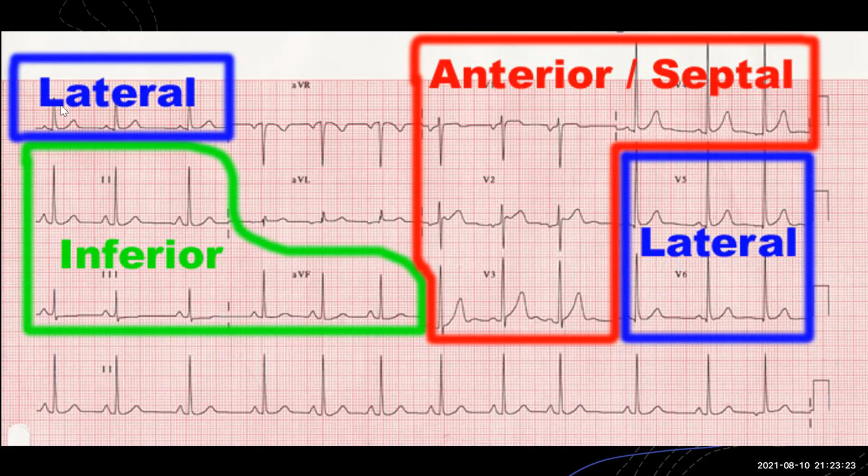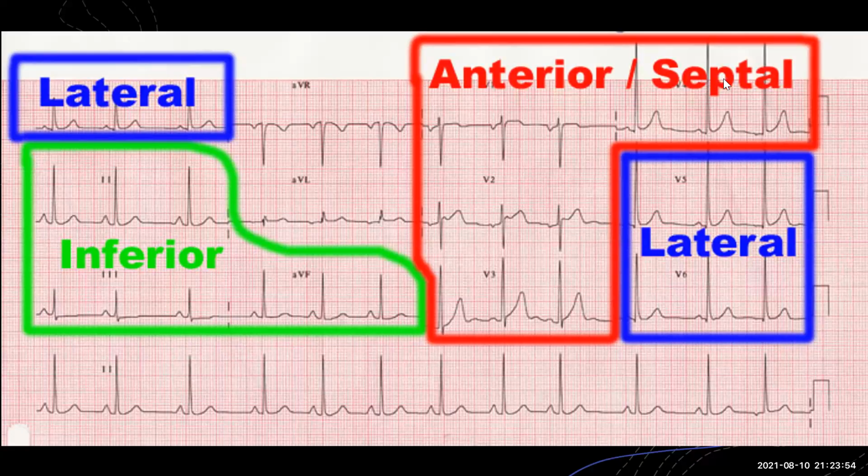Now, for the lateral wall, we usually say especially lead 1, V5, and V6. So for the lateral wall, we will see these three leads: lead 1, V5, and V6. Whenever any pathology comes here, and by pathology I mean ST elevation or ST depression, we will say lateral wall MI. Now for anterior, we have V1, V2, V3. And for septal also, we have this V4.